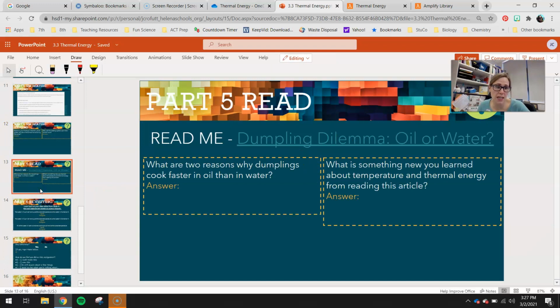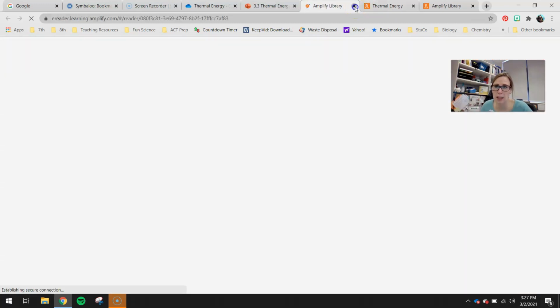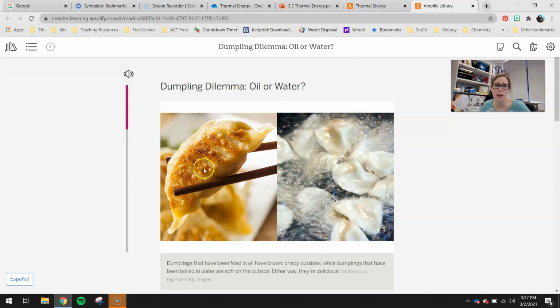Okay, moving on, part 5 reading. You guys have a little dilemma to read about, so you can go ahead, right click, open that link. It'll take you into the Amplify library, and you guys are going to read about how dumplings are cooked. So if you guys have ever had dumplings before at, say, like Nagoya or Jade Garden, any of those places, you guys have a couple options. You can either have them fried in oil so they're crispy on the outside, or you guys can have them boiled in water so they're a little bit softer.